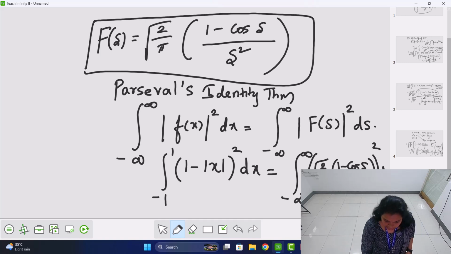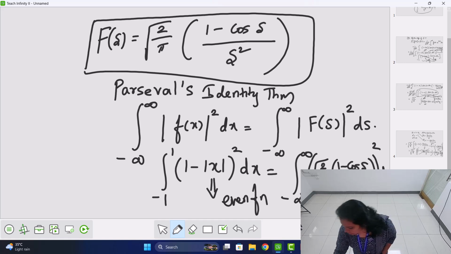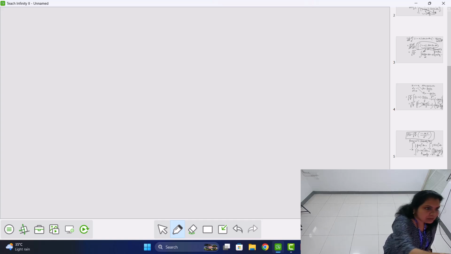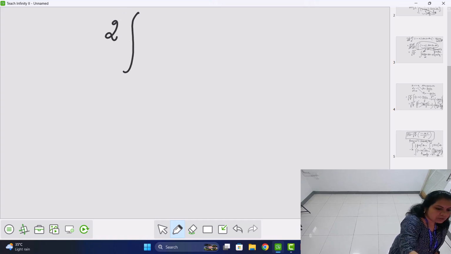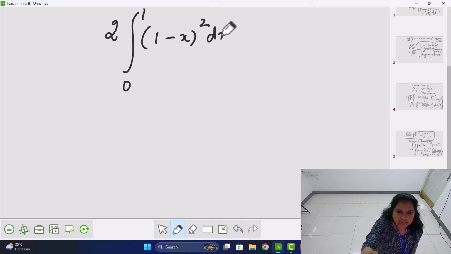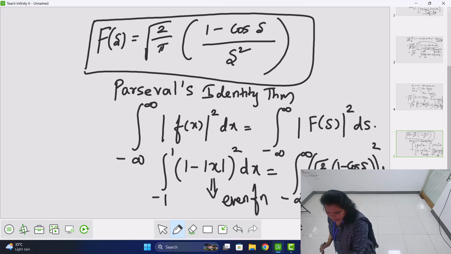Okay. So this is an even function and this is also an even function. So what do you get? Twice the integral from 0 to 1 of (1 minus x) the whole square dx equals, look at here. So you are getting this value to be square, is it?